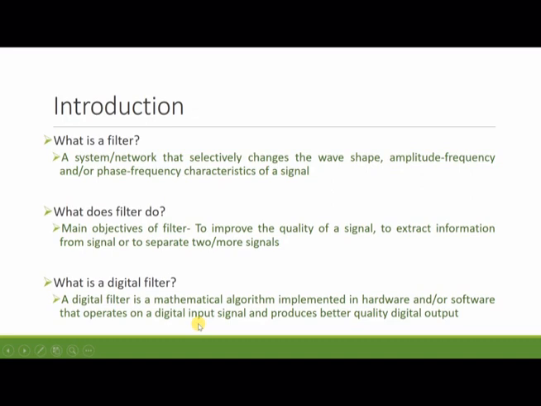Typically, what is a digital filter? A digital filter is a mathematical algorithm implemented either in hardware or using software that operates on a digital input signal and produces a better quality digital output.